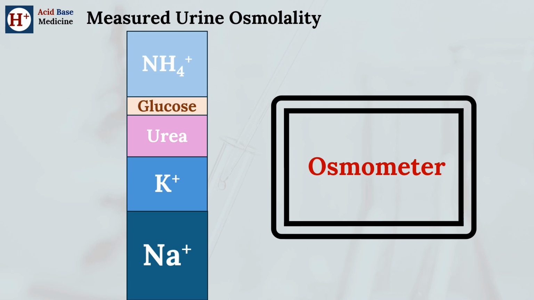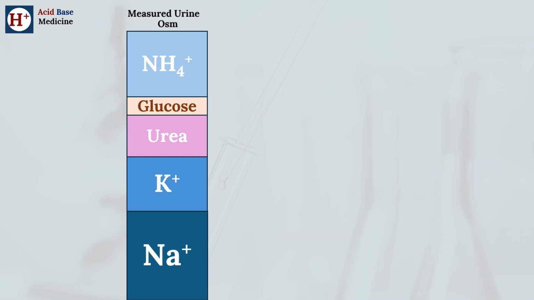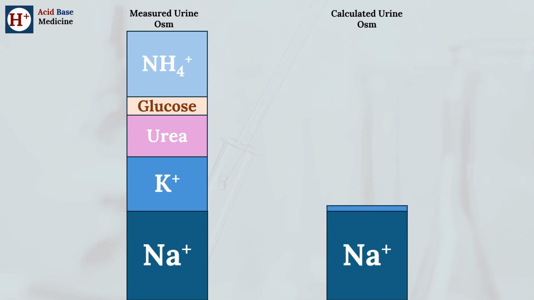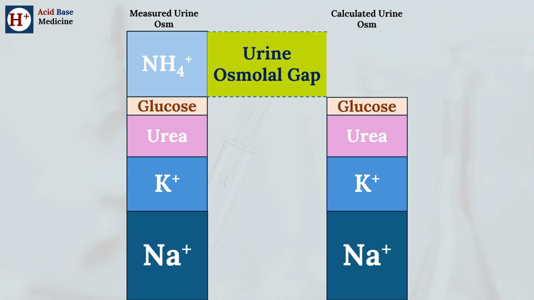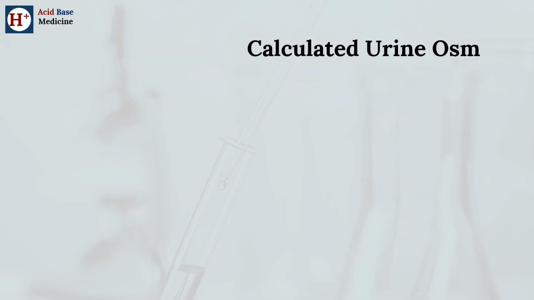Calculated urine osmolality accounts for the concentration of osmotically active particles in urine, primarily including sodium with its anion, mainly chloride, potassium with its anion, urea, and glucose. So the difference between measured and calculated urine osmolality is the urine osmolar gap and represents the concentration of ammonium salts.